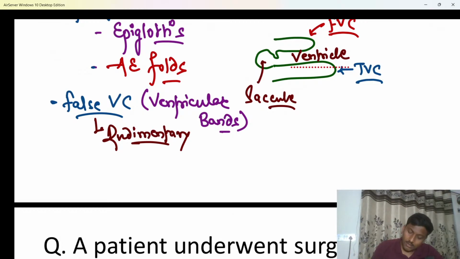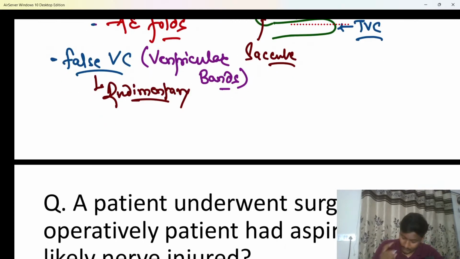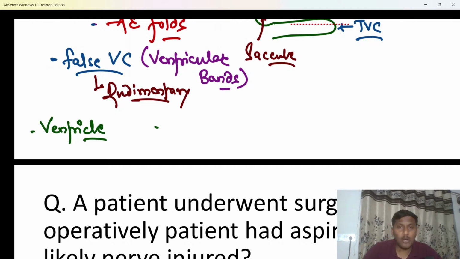Okay? Next part, the fourth part, was the space between the true and false vocal cords, called the ventricle. And the fifth and last part is the outpouching from the ventricle, and that outpouching from the ventricle is known as the saccule.